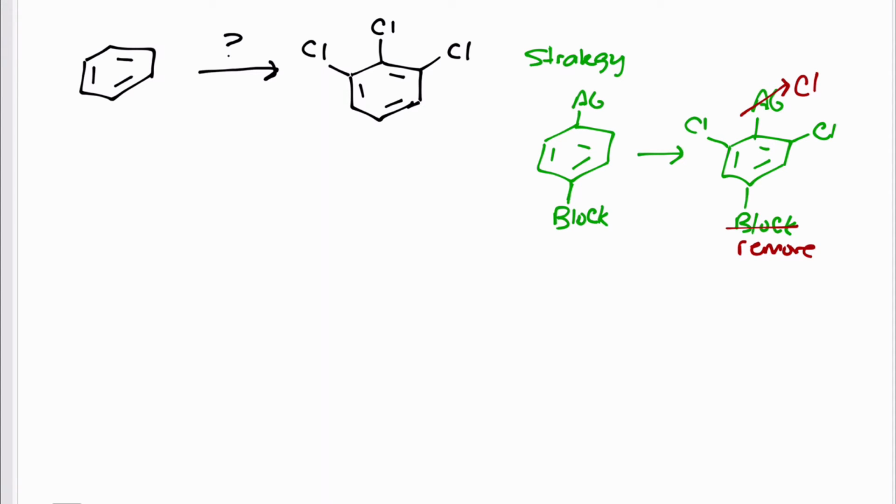The first thing we can do is start with benzene, and let's get an NH2 group on the ring. In order to do that, first we need to nitrate. Then our second step will reduce that nitro group to an NH2. Let's use hydrogen and palladium on carbon.